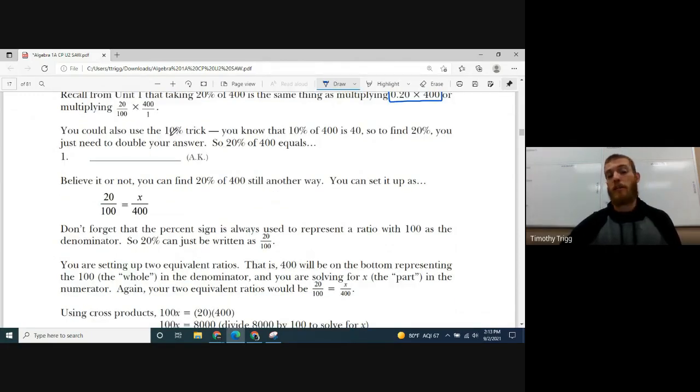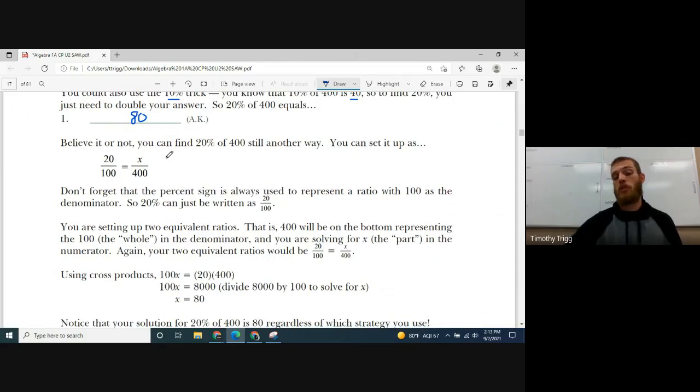Here they also talk about the 10% trick, which was also covered in last unit, where we can find 10% of 400, which is 40. So 20% will be double that, so that would be 80. That's the 10% trick that they're trying to see you get there. But we could solve it with a proportion as well.